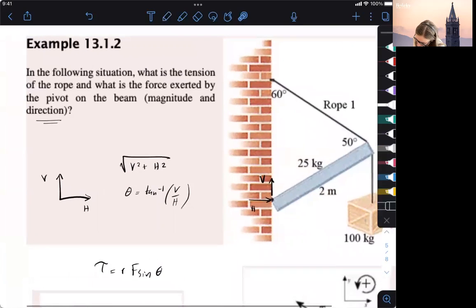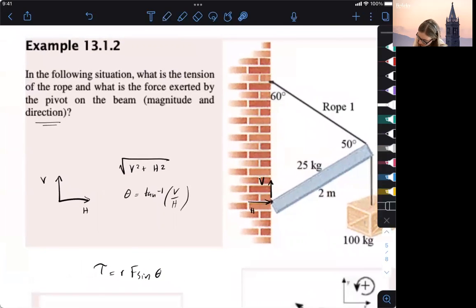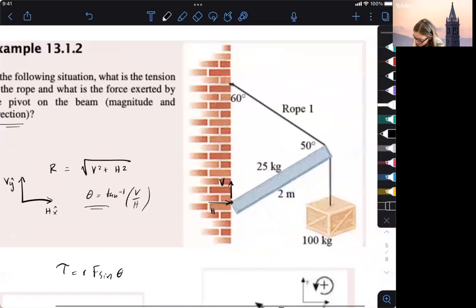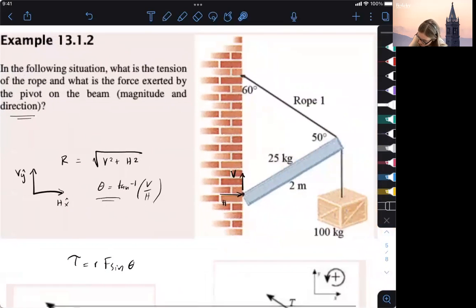Okay. When they ask for the magnitude and direction, if we think of these as x and y components of a vector, like H in the x hat, V in the y hat, and we want to find the magnitude, this is how we would find the magnitude of a resultant vector. And then this would be how we would find the angle of a resultant vector. So this is just sort of a throwback to week one. When they said the magnitude and direction, they want to know the net magnitude and direction of the total force acting on this pivot point here.